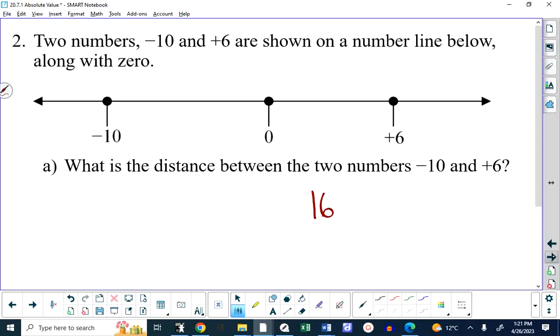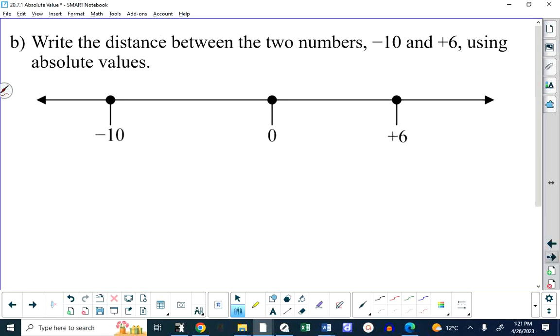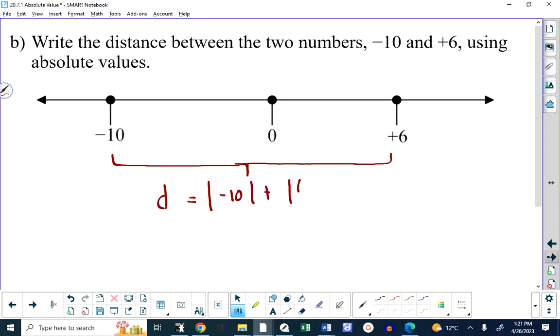Okay. So the question now is, how can we write that distance? How could we have calculated that distance? Well, you could have said that this total distance is equal to the absolute value of negative 10 plus the absolute value of 6. That would work, wouldn't it? Because the absolute value of negative 10 is how far away from 0 negative 10 is. The absolute value of 6 is how far away from 0, 6 is. So you add those two distances together.